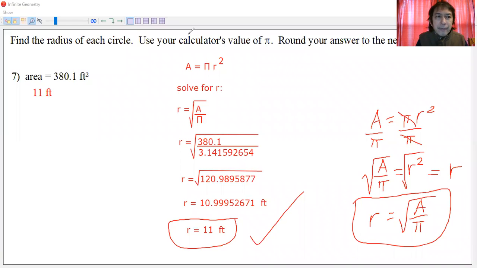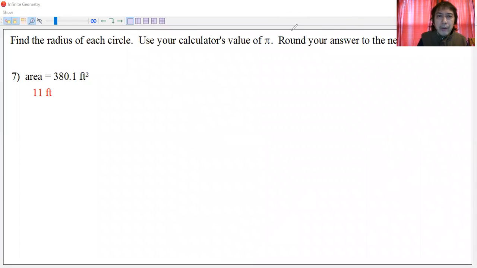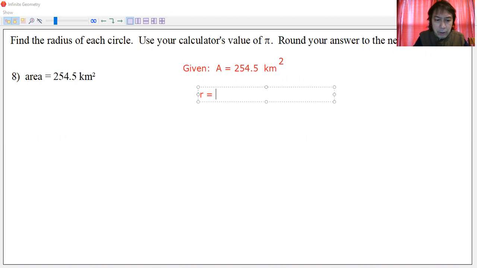There. Number 8, let's continue with number 8. All right. Let's see number 8. All right. Find the radius of the circle given the area. All right, so we will use the formula we used from number 7. Okay, let's start with the given. Given is area equivalent to 254.5. This will be kilometer squared or square kilometer. There. Okay, the formula to get r of the circle is square root of the area divided by pi.